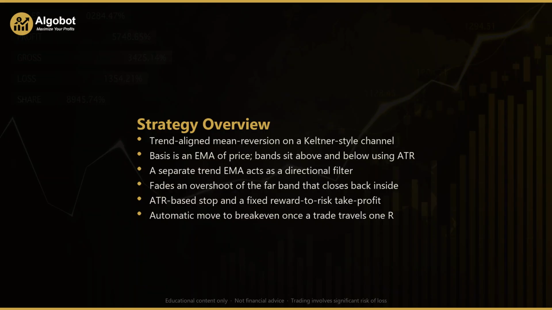On top of that channel, the strategy adds a second, slower exponential moving average with a default period of 50. This one never places a trade by itself. Its only job is to act as a directional gate. The market has to be trading on the correct side of this line, and the line itself has to be sloping in that direction before any position is considered.